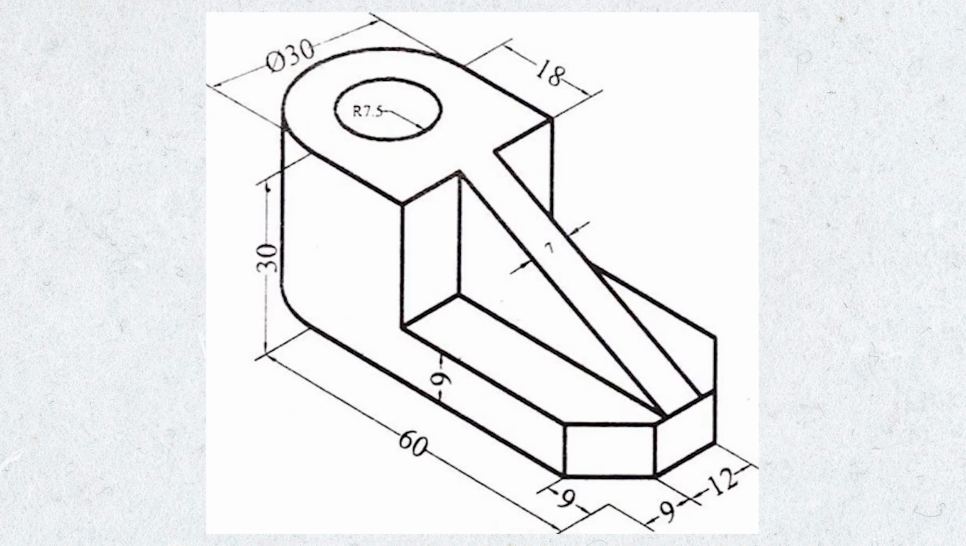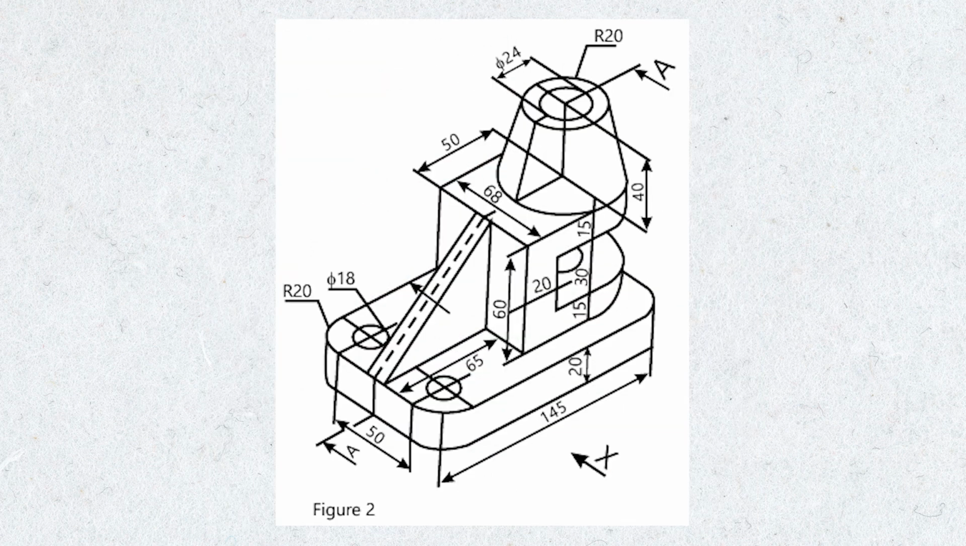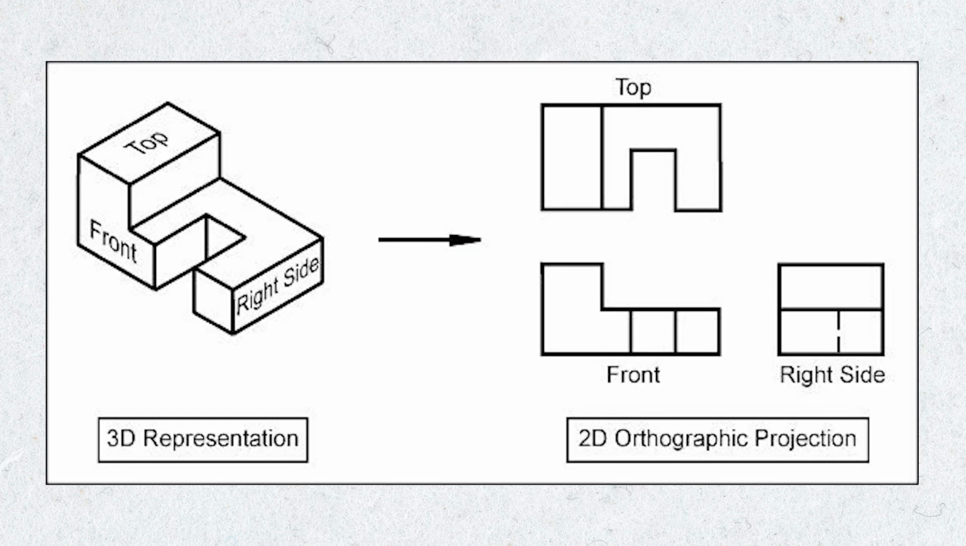Isometric drawings are often used to represent 3D objects in a 2D format, especially in technical drawings and engineering drawings, and they're just used to show an overall representation of an object, how it's going to look. Now let's talk about orthographic drawings.